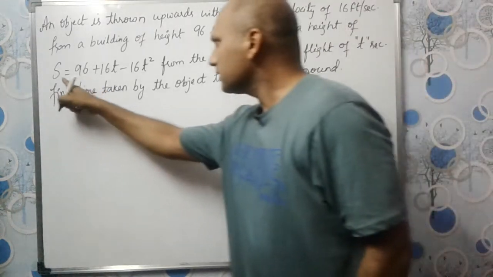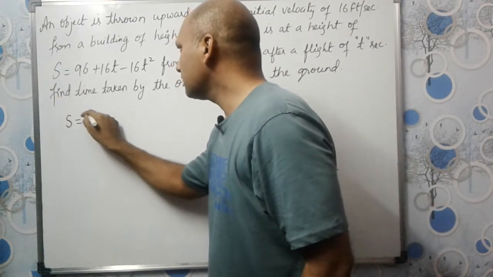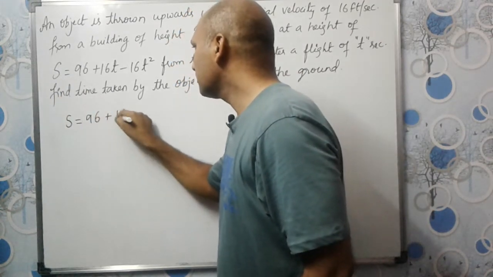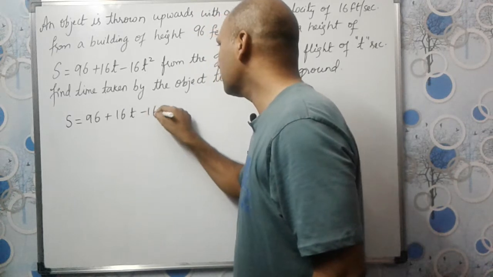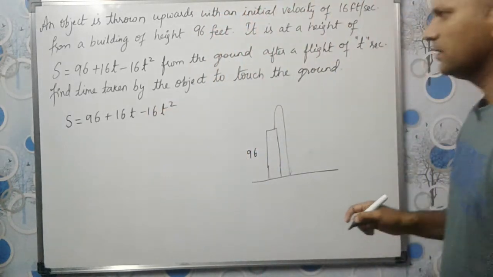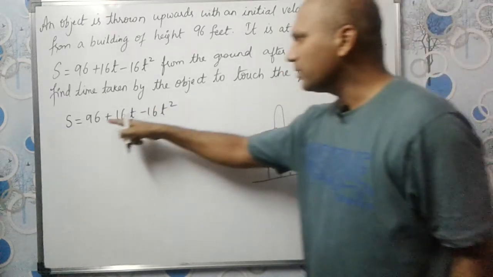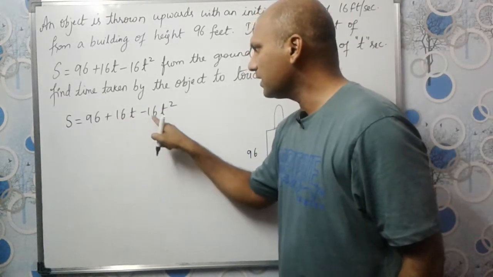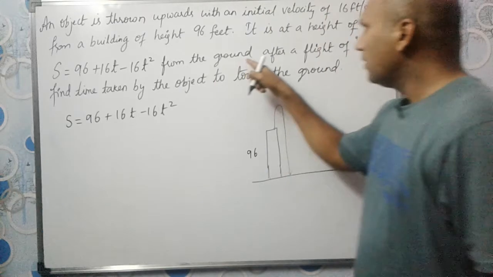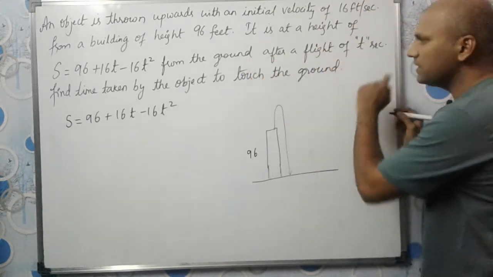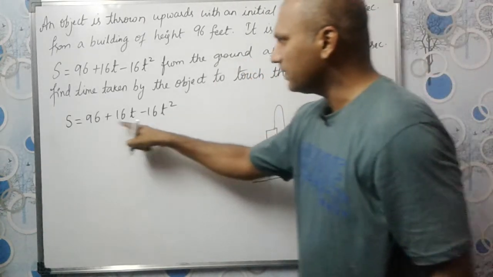And see, s is the distance, okay, or displacement, to be more precise. S is displacement and it is given by 96 plus 16t minus 16t square, okay, after a flight of t seconds. So t here is seconds.